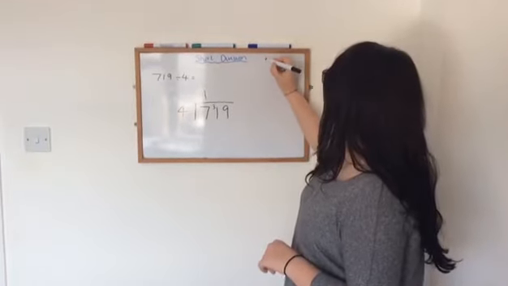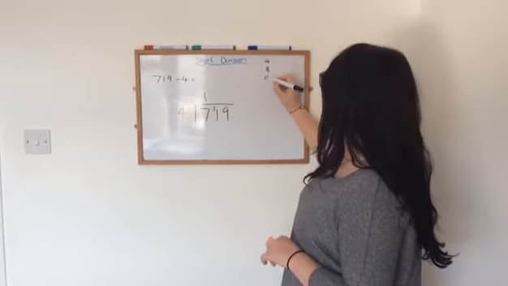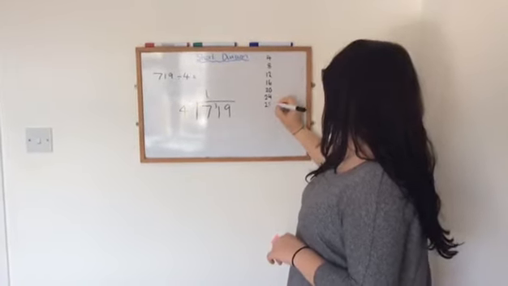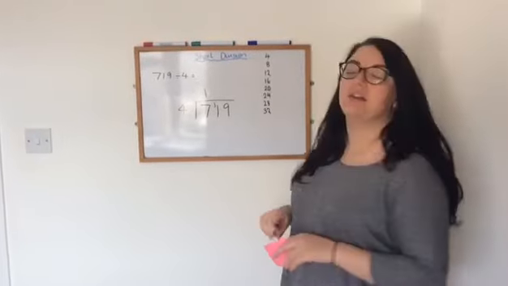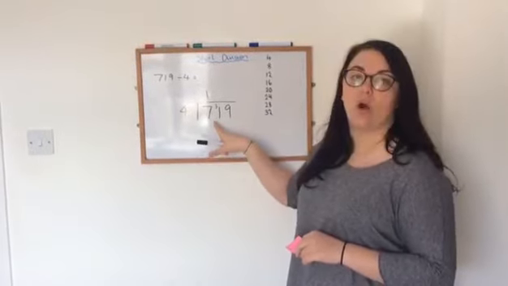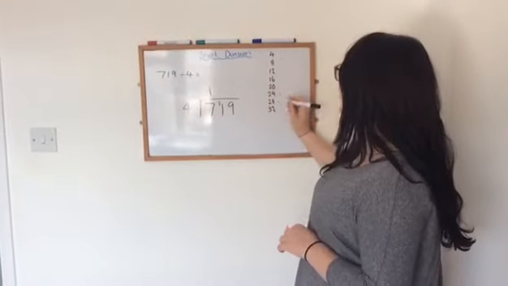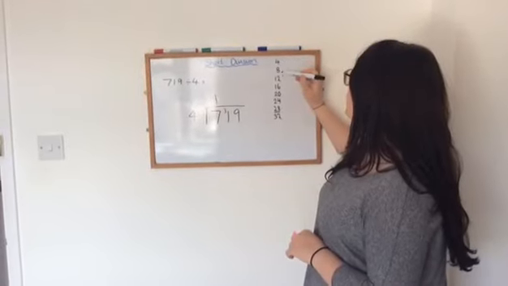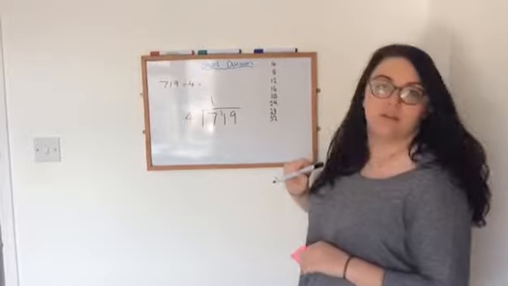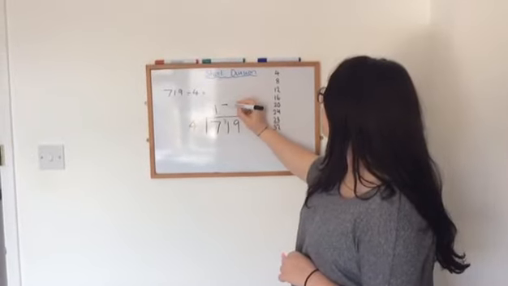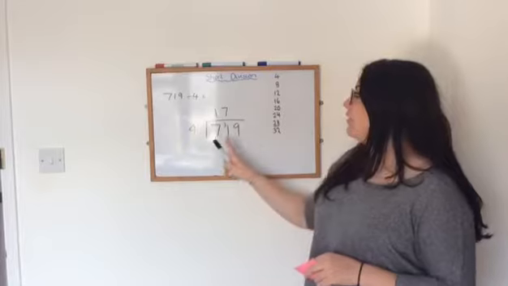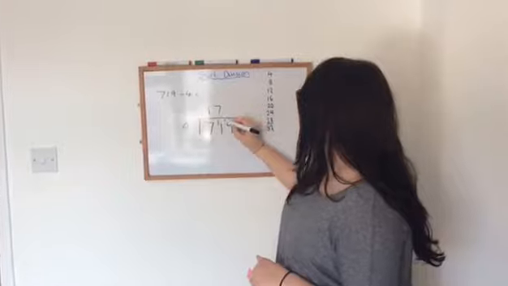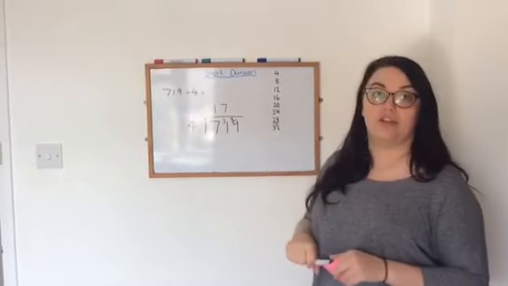So let's work out 4 times tables. 4, 8, 12, 16, 20, 24, 28, 32. So remember, we're trying to get as close to this number as possible, but we cannot go over that number. So the closest number we can get that's less than 31 is 28. That was 1, 2, 3, 4, 5, 6, 7 times 4. So write the 7 above. Count on from 28 to 31, 29, 30, 31. That's 3 left over.